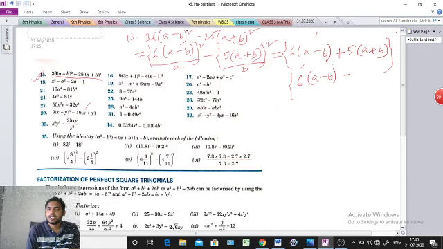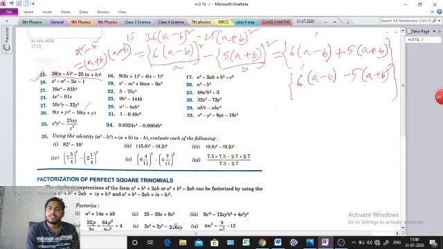Up to this one clear, sir? I have understood, because we know the a square minus b square formula. What is the formula? (a plus b) into (a minus b). Clear? So here a means 6 into (a minus b) and b means 5 into (a plus b). Okay, now we will do the calculation. See, 6 into (a minus b) means 6a minus 6b. Next, plus 5a plus 5b. 5a plus 5b will come or not?